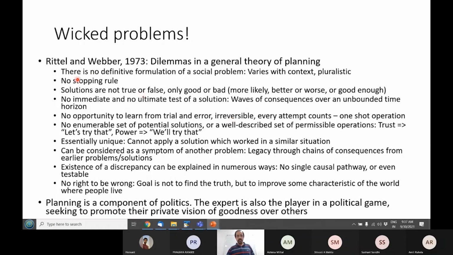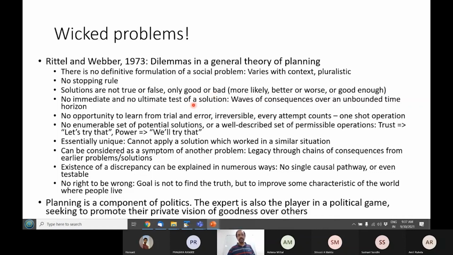Yeah. So basically, right, they talk about many such things, that there is no definitive formulation of a social problem. That's one thing, because of which, right, if you can't even frame it properly, then how can you solve that social problem? Right? It varies with context, it's pluralistic. There are no stopping rules, they say in some of these, that you can't say that, okay, now I've solved it. There'll always be something new, something different that will come up. Solutions are not true and false, right? Only good or bad, because it is only relatively when you examine the situation that you know, well, am I better off than earlier or not, right? But there's no like optimal solution that you can get to.